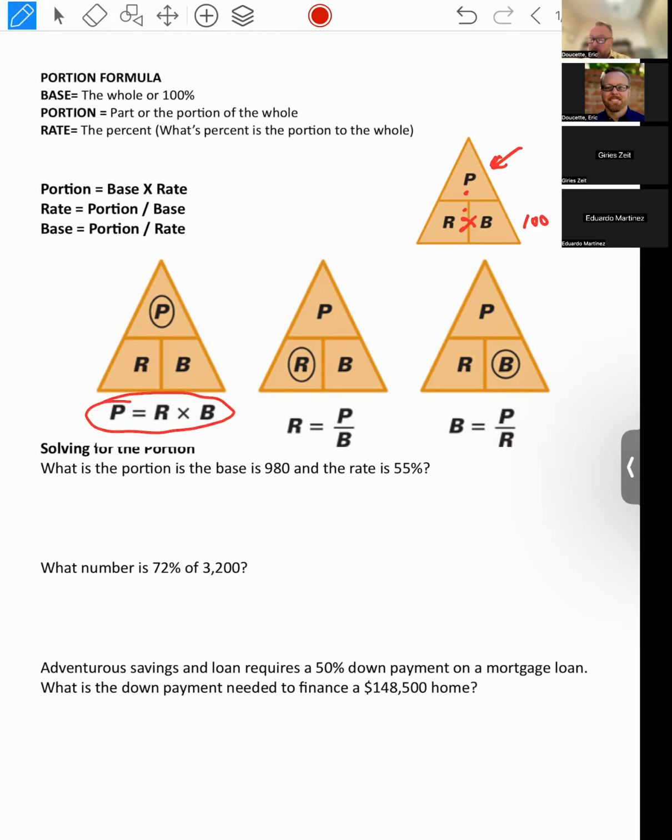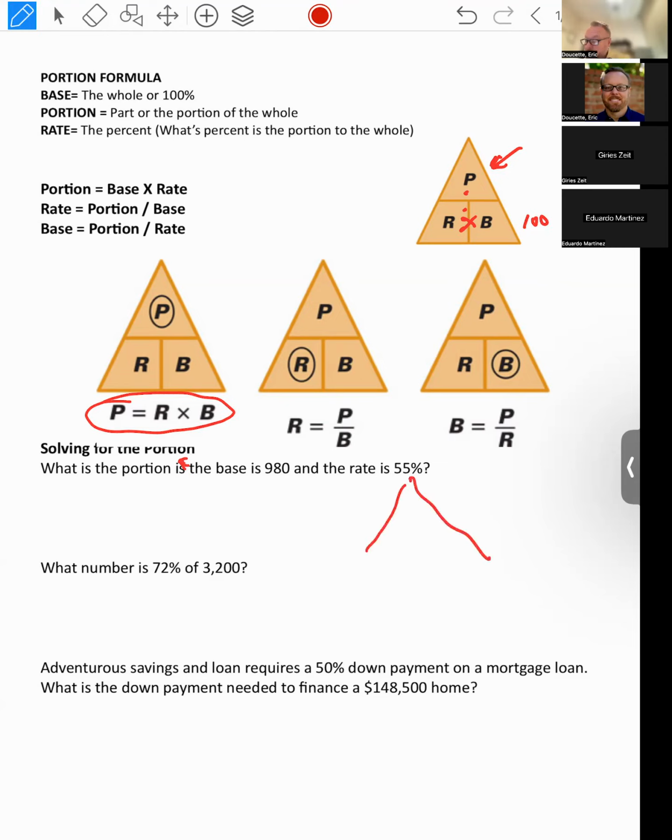Your portion always equals your rate times your base. So that's the first way of looking at this. If we look at the first problem right here, it says, what is the portion if the base is 980 and the rate is 55%?